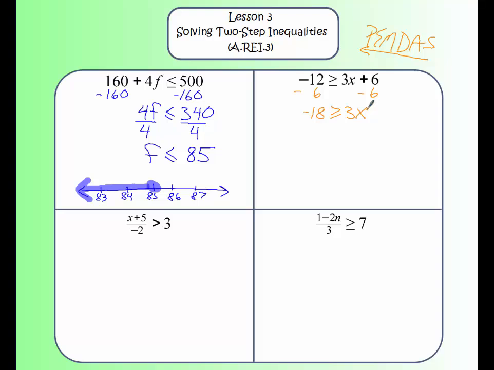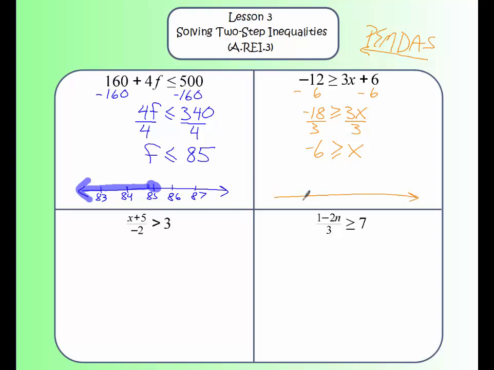The next thing I want to do is divide. Since I have multiplication here, I have to undo that with division. So dividing both sides by 3, 3 divided by 3 is 1, telling me I have 1x, or just x. And negative 18 divided by 3 is negative 6. Now, I divided a negative number. I did not divide by a negative number. So notice the difference here. I'm dividing by a positive number. I do not need to change the direction of the inequality.